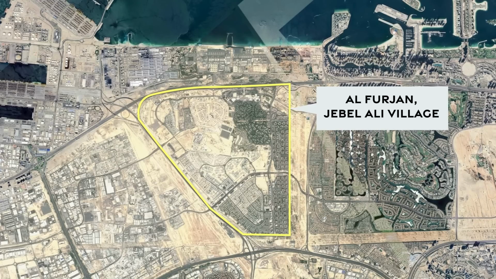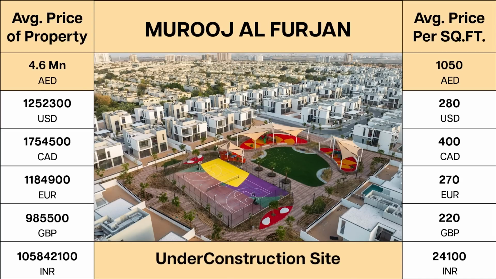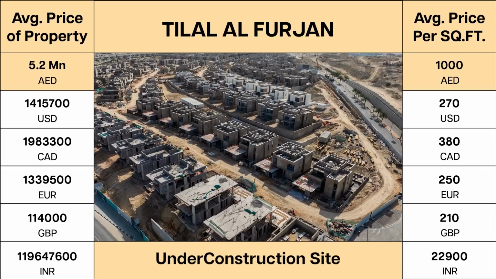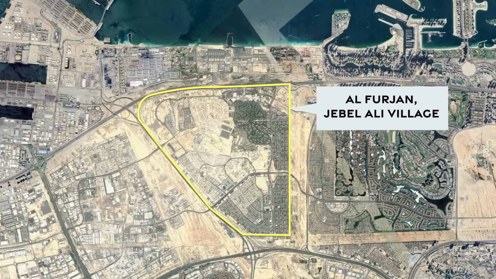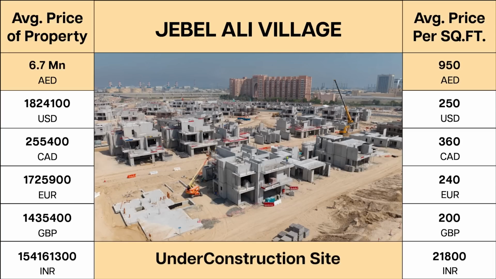Muruj Al Furjan is a sub-community of Al Furjan built by Nakheel. Average price per square foot is at 1050 dirhams with an average unit price at around 4.6 million dirhams. Tilal Al Furjan is a sub-community of Al Furjan and it is currently under development. Average price per square foot is at 1000 dirhams. Jebel Ali village is a residential community in Jebel Ali district. It is currently under development by Nakheel. Average price per square foot is the lowest in Zone 1 at 950 dirhams.